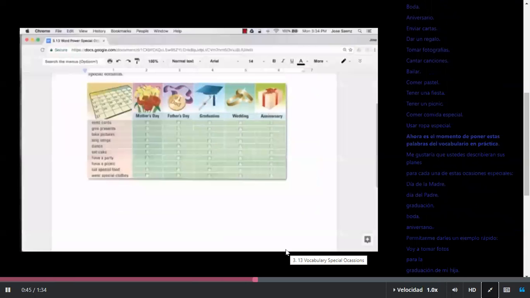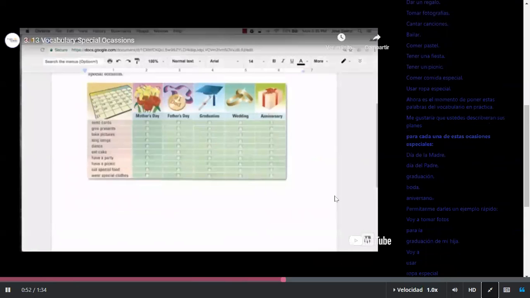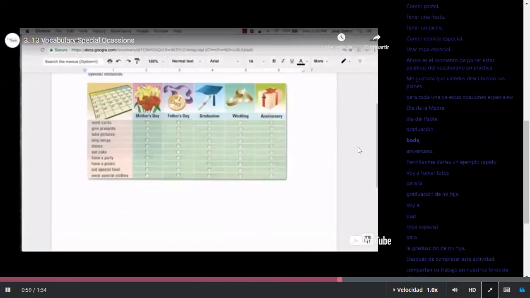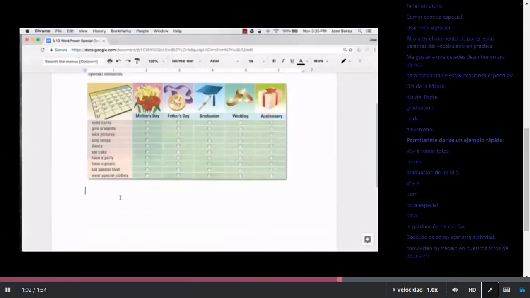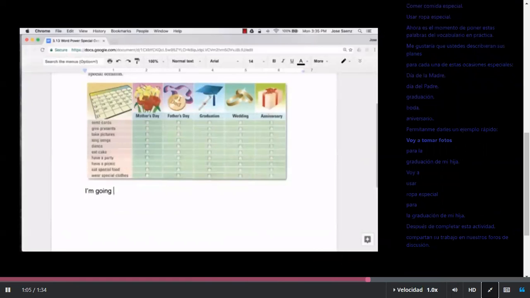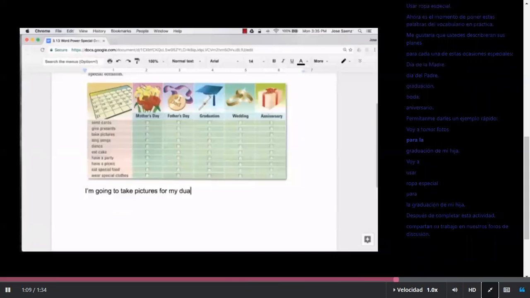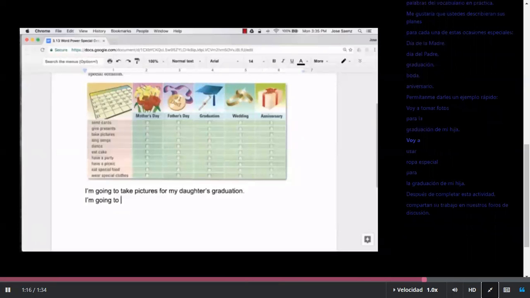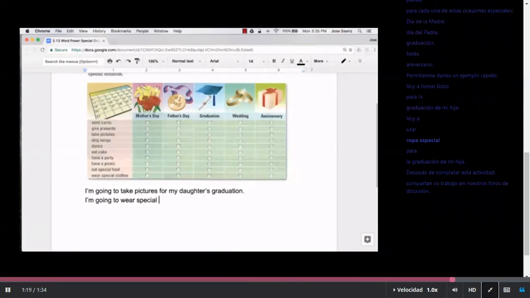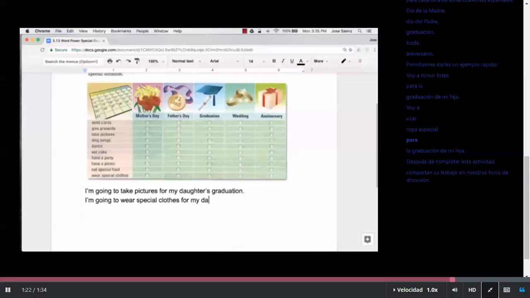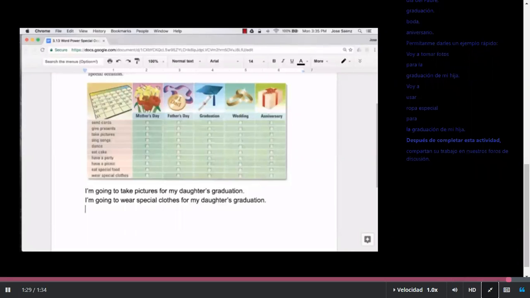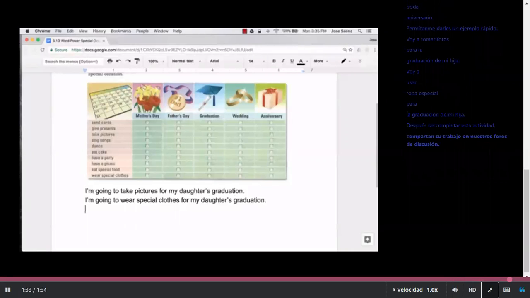Now it's time to put these vocabulary words into practice. I would like for you to describe your plans for each of these special holidays: Mother's Day, Father's Day, graduation, wedding, anniversary. Let me give a quick example. I'm going to take pictures for my daughter's graduation. I'm going to wear special clothes for my daughter's graduation. After you complete this activity, share your work in our discussion forums.